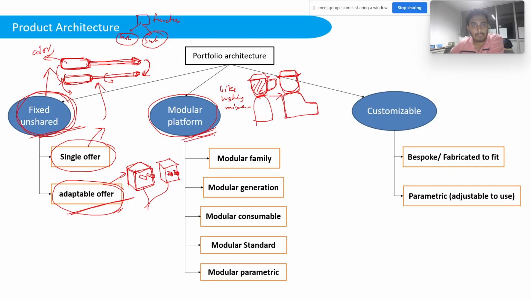And this modular platform architecture again has five different categories. The very common one is modular family. Depending upon different customer segments, if you have really distinct customer segments, then you release parallel products in the market. For example, some person may think about having a grinder with a juicer. So this is like a mixer with a juicer, and this is only a mixer.